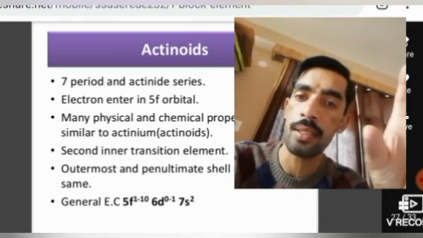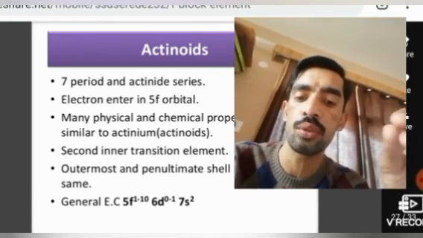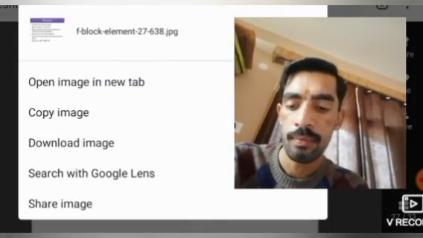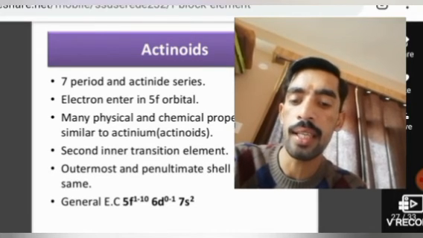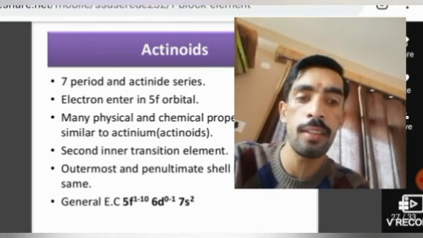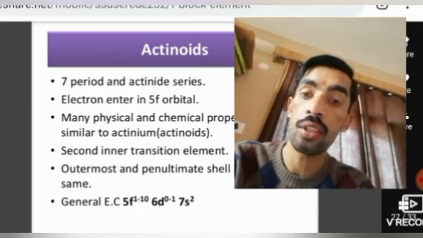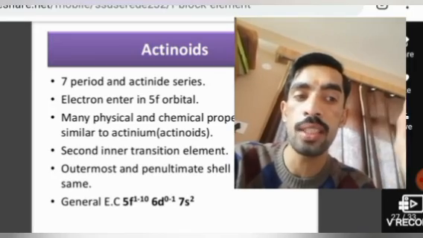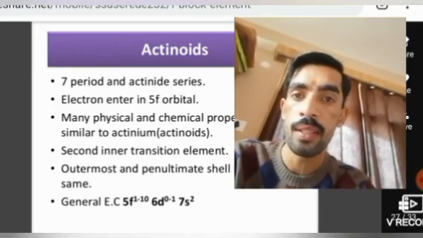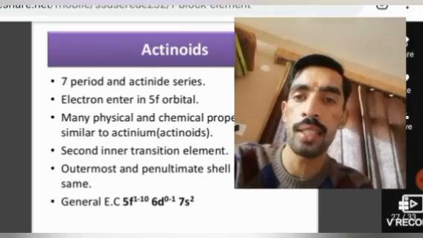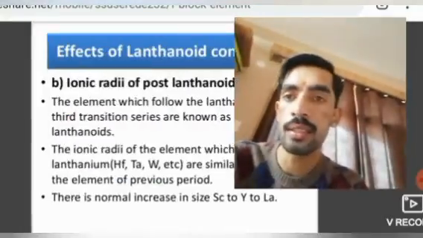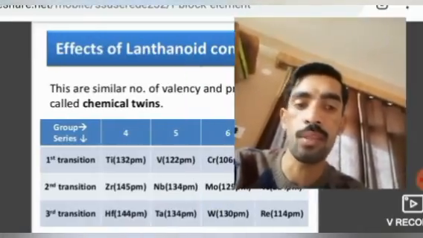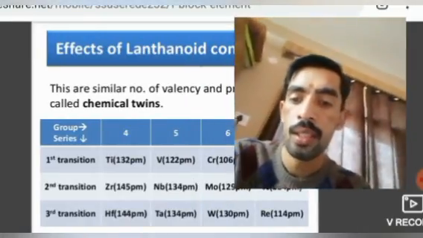Then the next question can be: what are the different oxidation states exhibited by lanthanides? Commonly the oxidation state is +3, but in some cases there is +2 and +4 also. Then explain why lanthanum, gadolinium and lutetium exhibit only the +3 oxidation state. What is lanthanide contraction? It is a very important question. What is lanthanide contraction? What are its causes and consequences? I have told you in the last 3-4 slides. You just take this question: lanthanide contraction, causes and effects, meaning consequences. This you have to do.